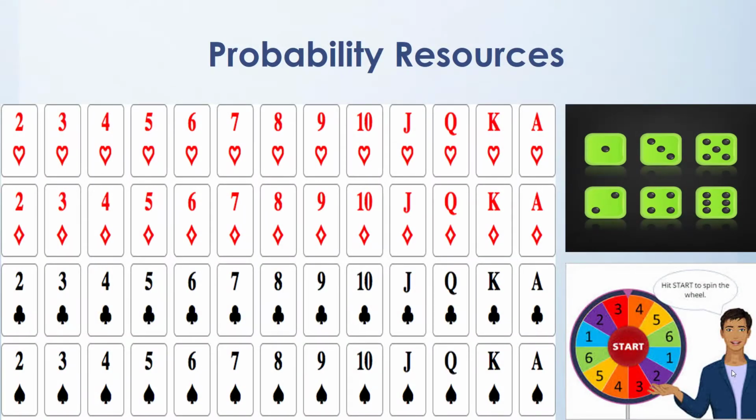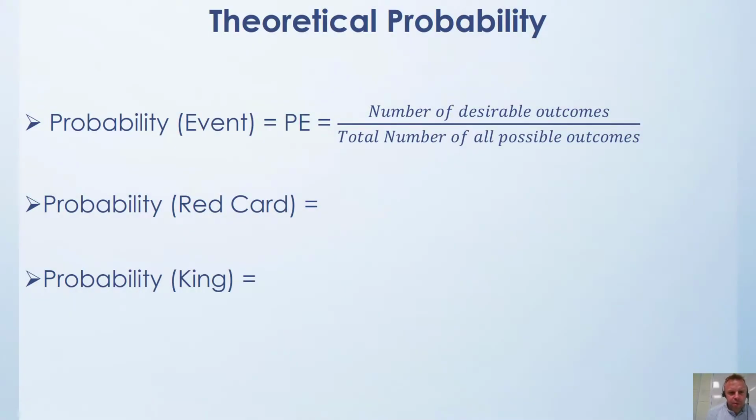So again, just a quick recap on some of our probability resources, namely the 52 deck of cards. We'll be using this today for theoretical probability. Also, what's used quite commonly is the dice and your numbers from 1 to 6 on your spinner. So today we will focus on theoretical probability.